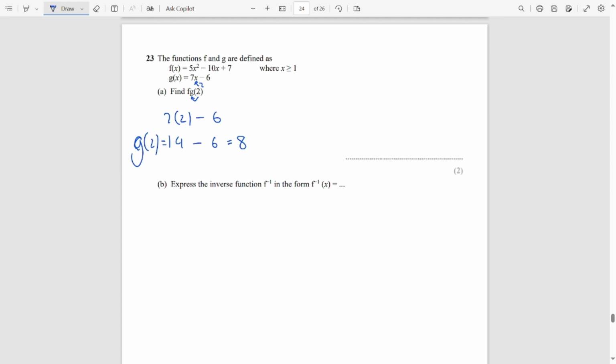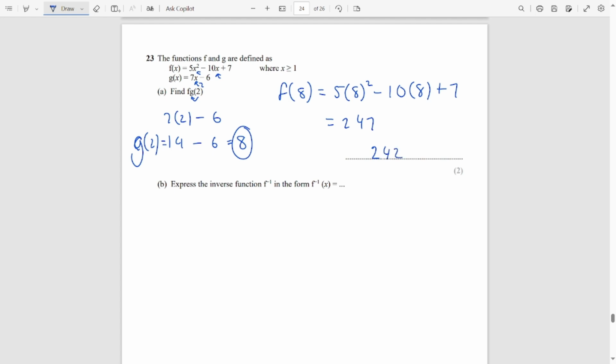So once you've worked out g of 2, now this needs to nest inside f. And so you're going to take this solution here, the 8, and you're going to substitute that into the f function where you see x. So now we are doing f of 8. And so if you put 8 into that function, you're going to do (5 times 8) all squared minus 10 times 8 plus 7. And that, you can just type it into your calculator, is 247. Now we are done. 247.